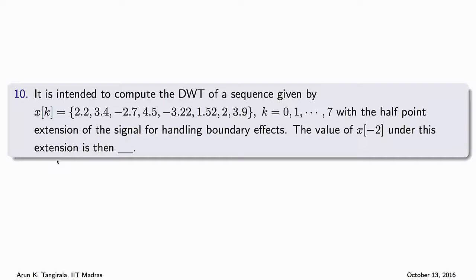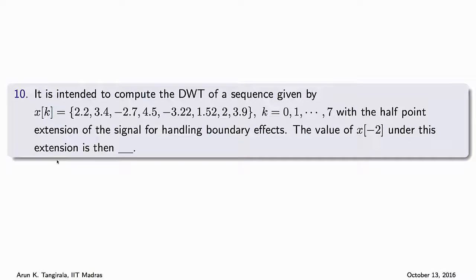the question is not asking us to compute the DWT. If you read carefully, it is intended to compute the DWT. So, somebody else would compute it, we need not worry. The question is focused on the extension of the signal. So, it is fairly much deeper into DWT. Remember, some of the practical aspects that we discussed for DWT, we had mentioned that we would need to extend the signal, and we had talked about symmetric extensions, periodic extensions and so on.